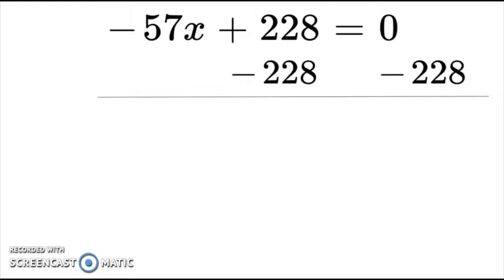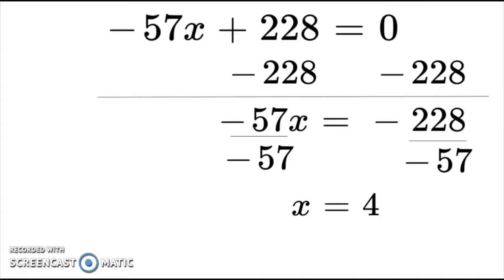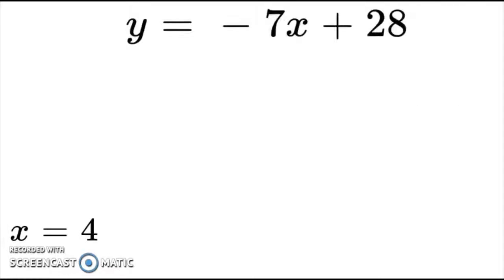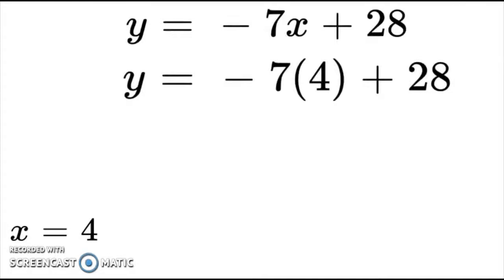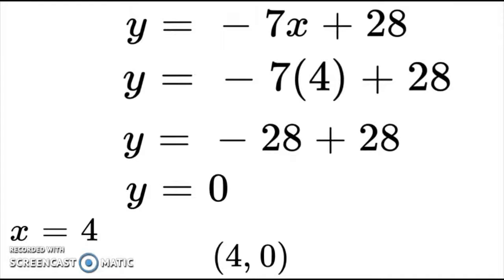Now I subtract 228 from both sides. I'll get negative 57x equals negative 228. Divide both sides by negative 57. I'll get x equals 4. Okay? Now I'm going to substitute this back in for x to find y. So I'm going to put in 4 for x. Negative 7 times 4 is negative 28. Plus 28 is 0. So y equals 0. So my coordinate is going to be (4, 0), and that is my answer.